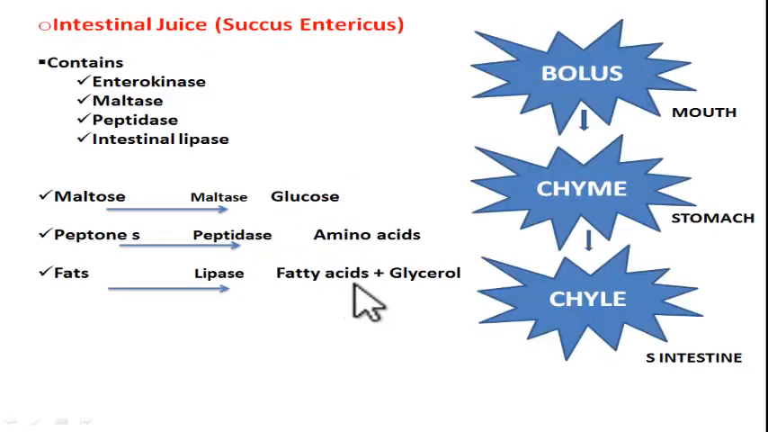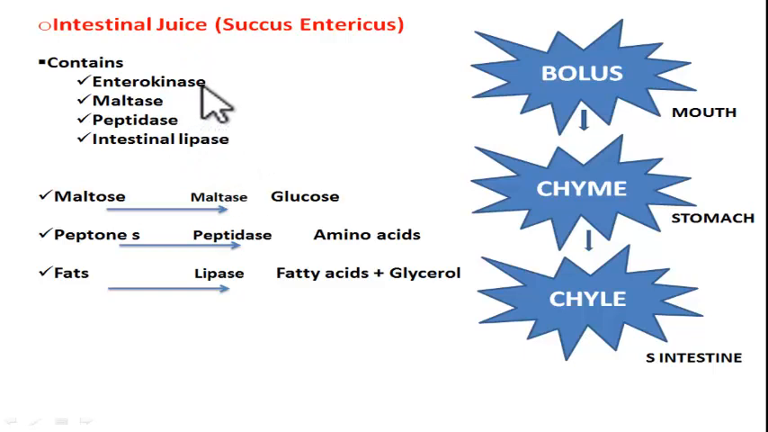Now let us go into the intestinal juice. So this is the last juice, students, and this juice gives the finishing touch for digestion. This juice contains 4 enzymes: enterokinase, maltase, peptidase, intestinal lipase. Remember children, enzymes will always have the suffix ase: enterokinase, maltase, peptidase, lipase. So these are the 4 enzymes in intestinal juice. Let us see the action now.